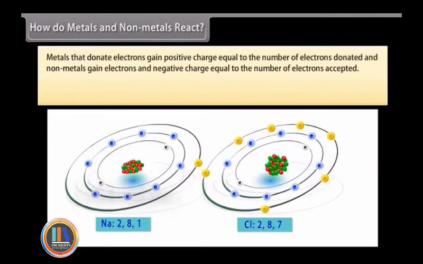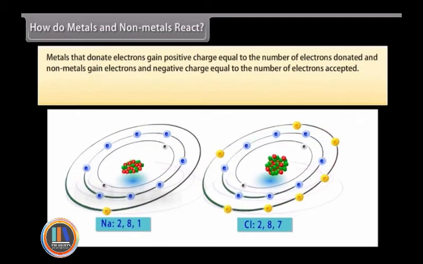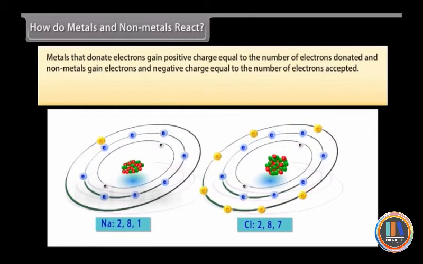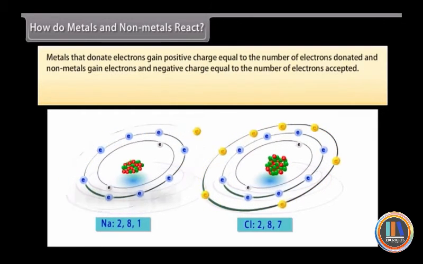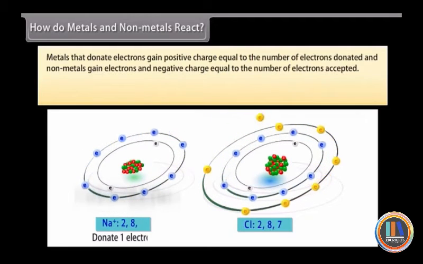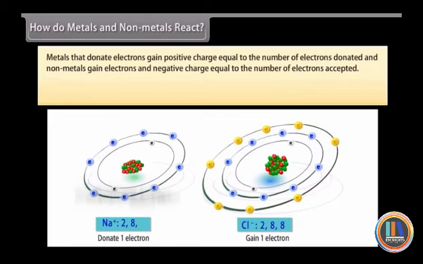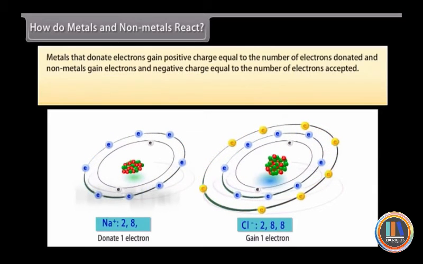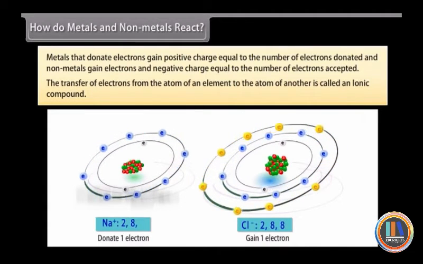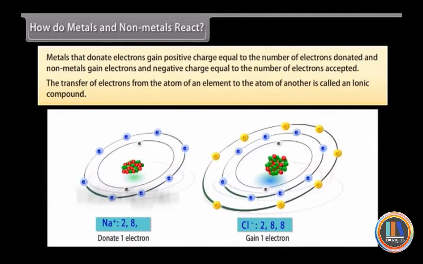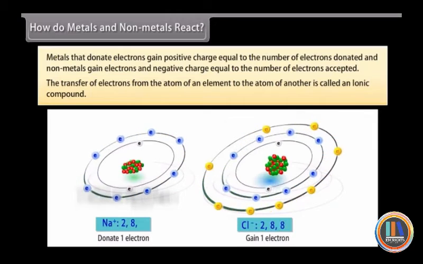When a metal atom donates 1, 2, or 3 electrons from its valence shell to another nonmetal atom that has the ability to accept these electrons, it is known as electrovalency. As a result of this, both these atoms form the structure of an inert gas. The transfer of electrons from the atom of an element to the atom of another results in an ionic compound.